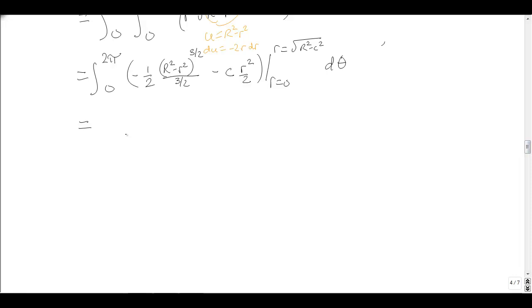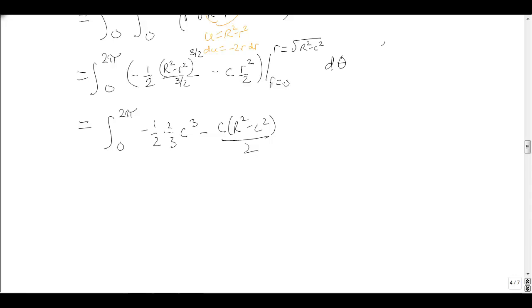And what I'm going to get is an integral from 0 to 2 pi. When I plug in the square root of capital R squared minus c squared for lowercase r, I'll get rid of the square root with the square. So I'll get capital R squared minus c squared, which is just going to give me a c squared in here. And when you use c squared to the 3/2, that'll be a c cubed. So I get minus 1/2, and this 3/2 will get multiplied by a 2/3, and then I'm left with a c cubed on the top. Minus c, this square root is going to be capital R squared minus c squared, all over 2.